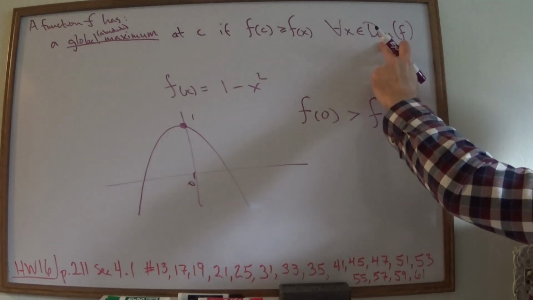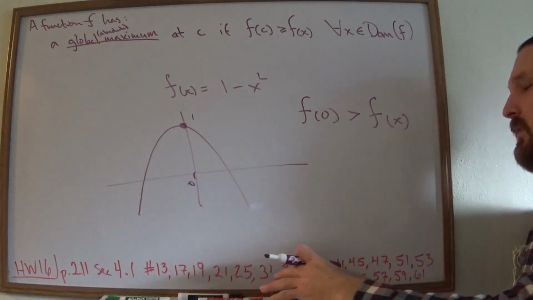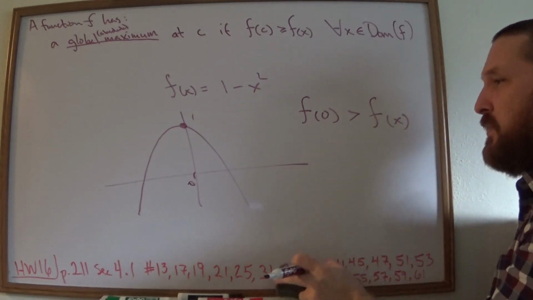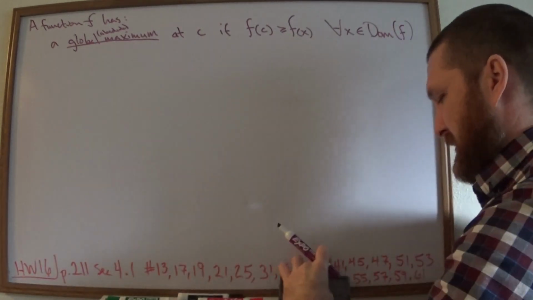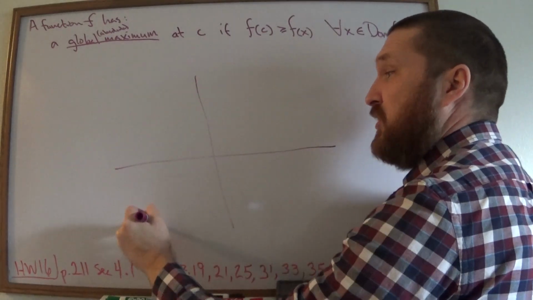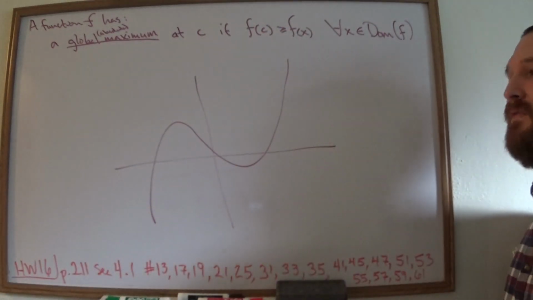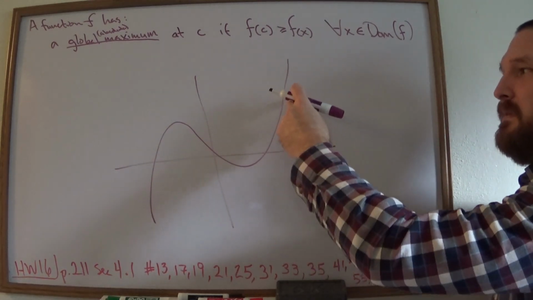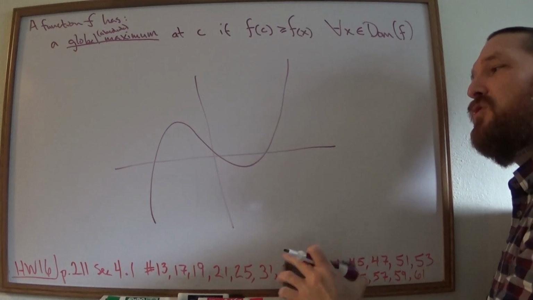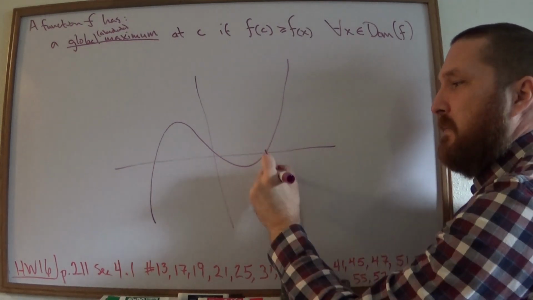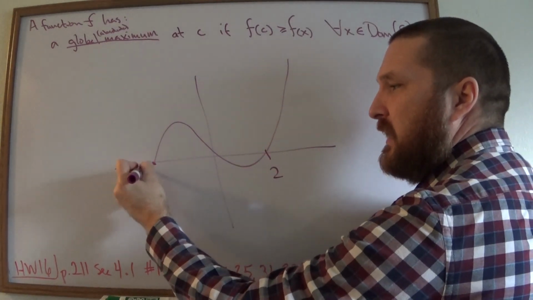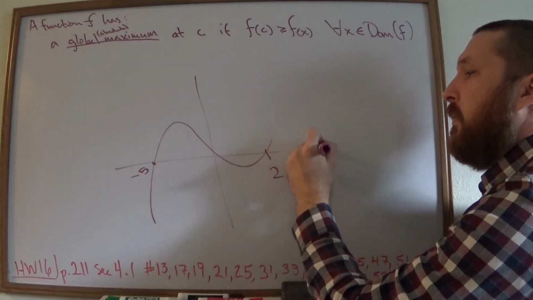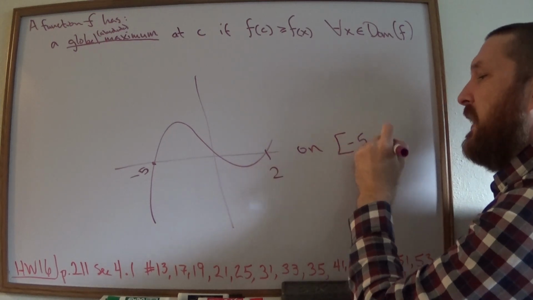And this is kind of important: in the domain. Later on in the homework, it might give you something like a cubic that does something like this, and ask for its global maximum. Well, this doesn't have a global maximum on its whole domain. But if you restrict the domain and say maybe this is 2 and maybe this is -5, now you could say what's its global maximum on -5 to 2.